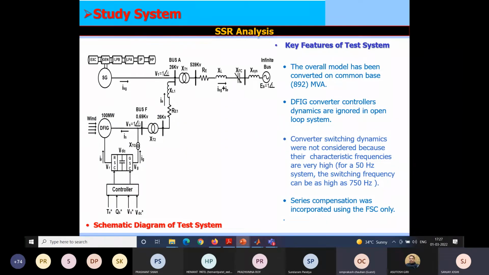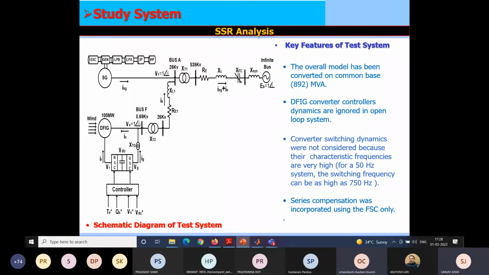Now the twist comes here. See, there is a synchronous generator connected to the grid through a series compensated line, which has the mechanical system also. So modeling requires mechanical system modeling also. Then the DFIG is connected to that system at bus A, right? Now we want to study what is the effect of DFIG on the induction generator effect. The DFIG converter controllers are ignored in the open loop system, just for simplicity again.